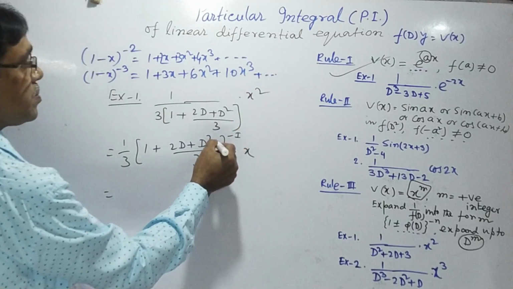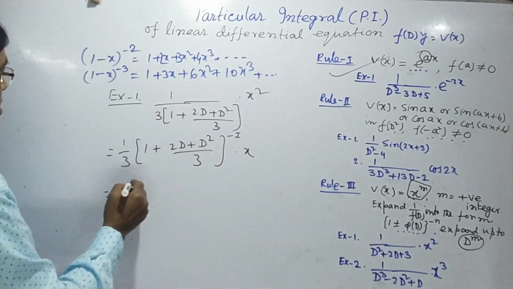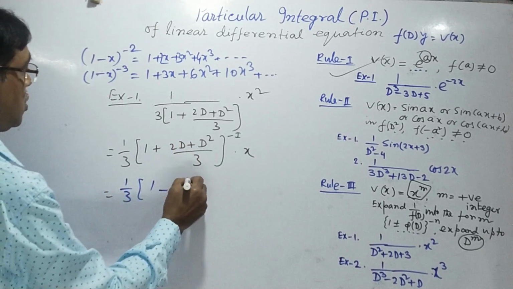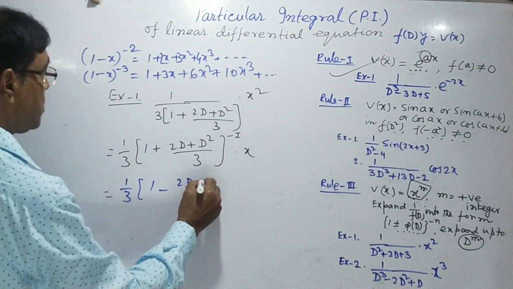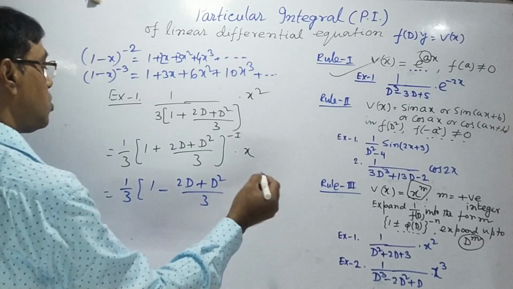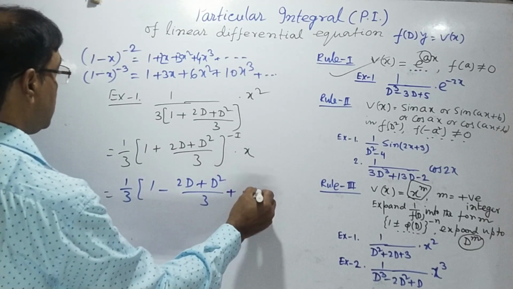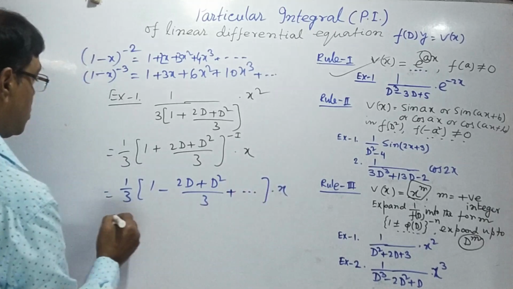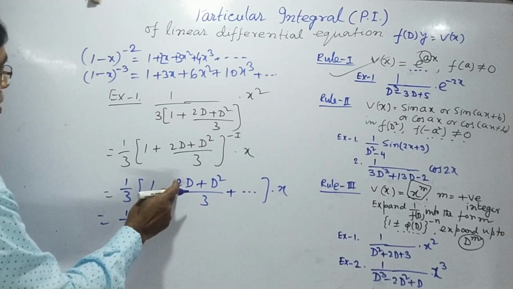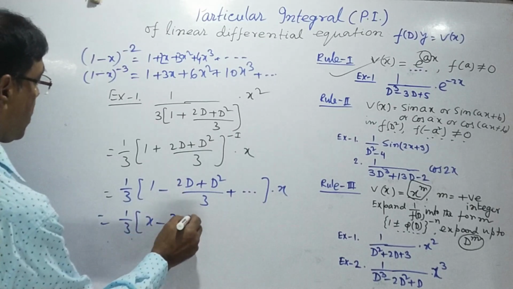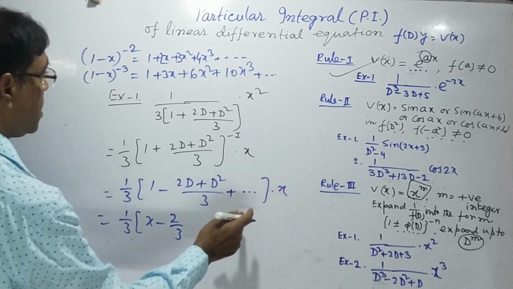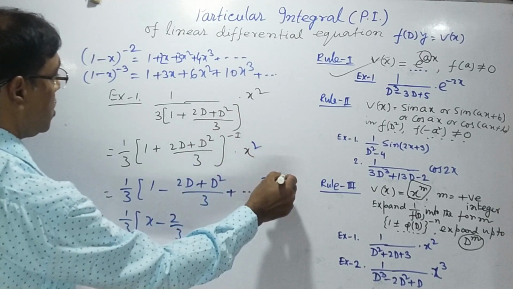Now apply this binomial series. This is equal to 1 by 3 times 1 minus 2D plus D square by 3, we will stop there. Operate this on x: 1/3 x minus 2 by 3 times the derivative of x, that is x square.